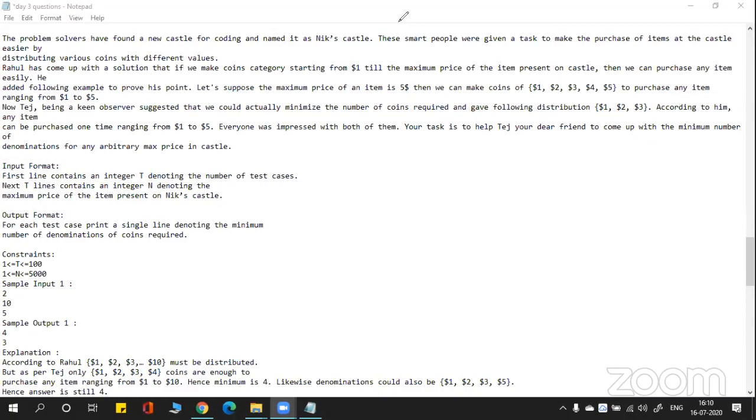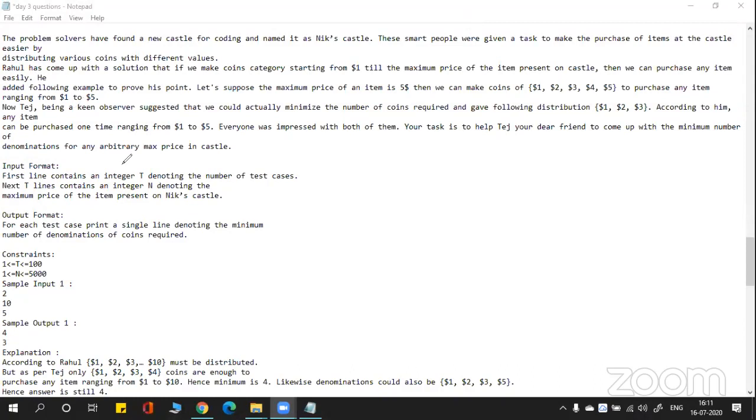I will start with the question. I hope everyone has read this question, right? Let me read it for you once. The problem solvers found a new castle for coding and named it Nick's Castle. These smart people were given a task to make the purchase of items at the castle easier by distributing various coins with different values.